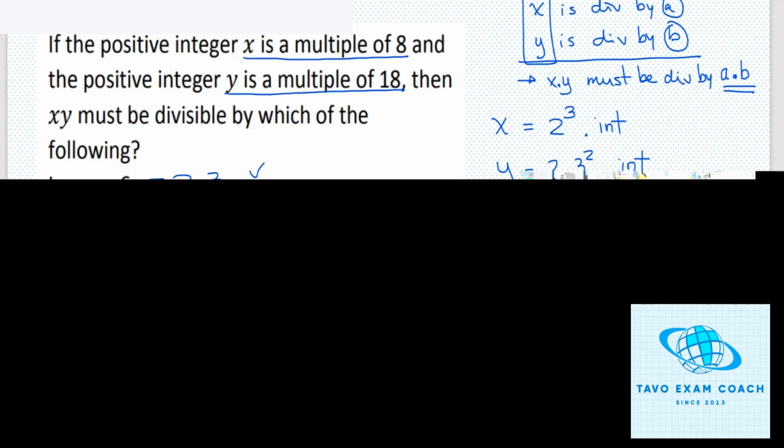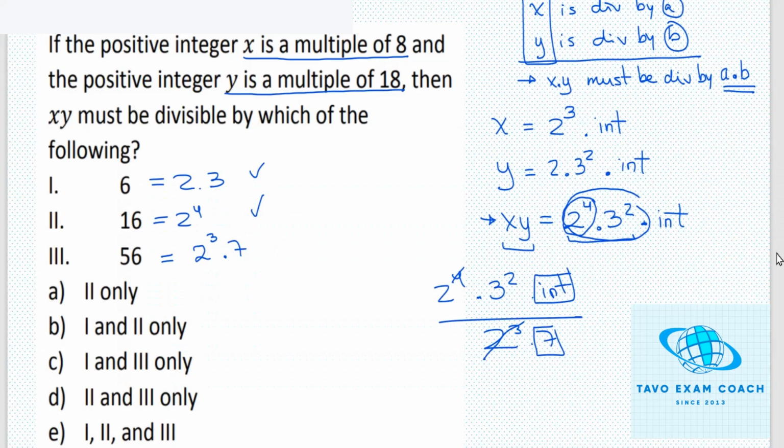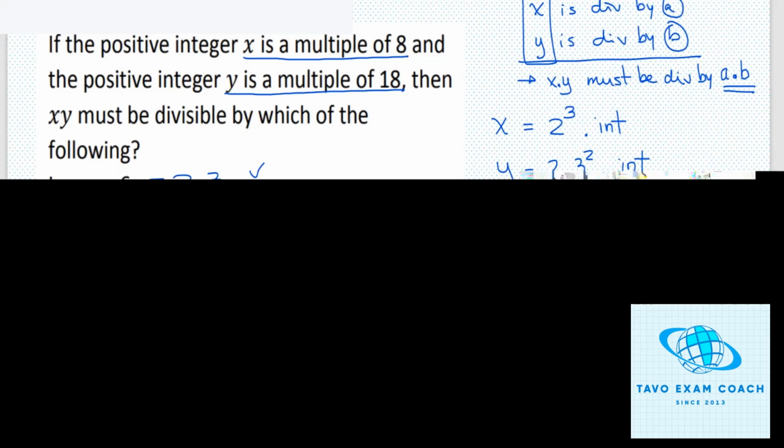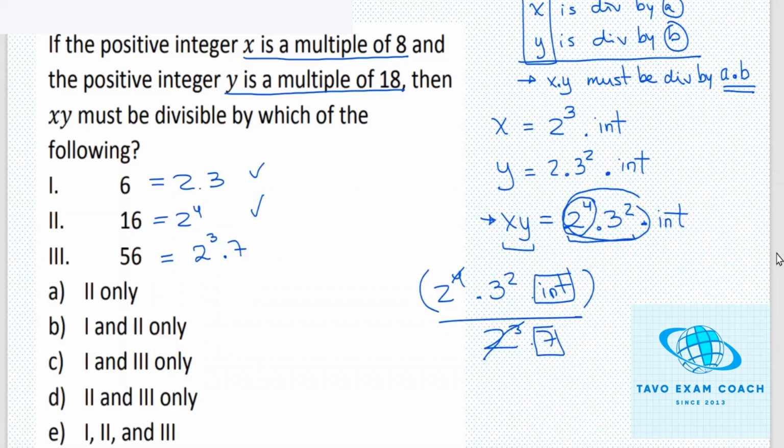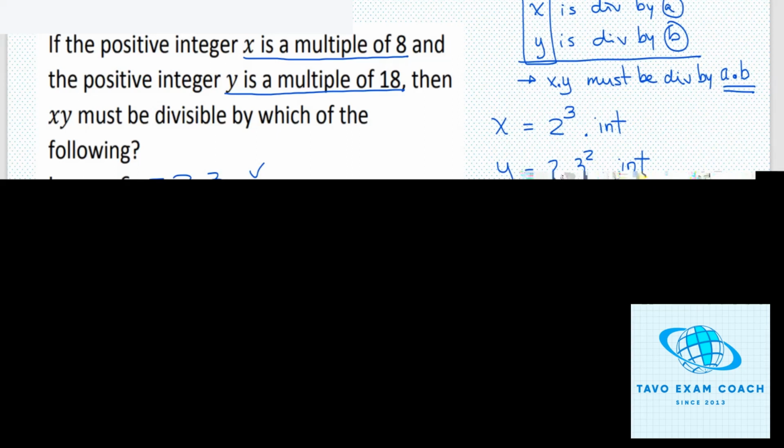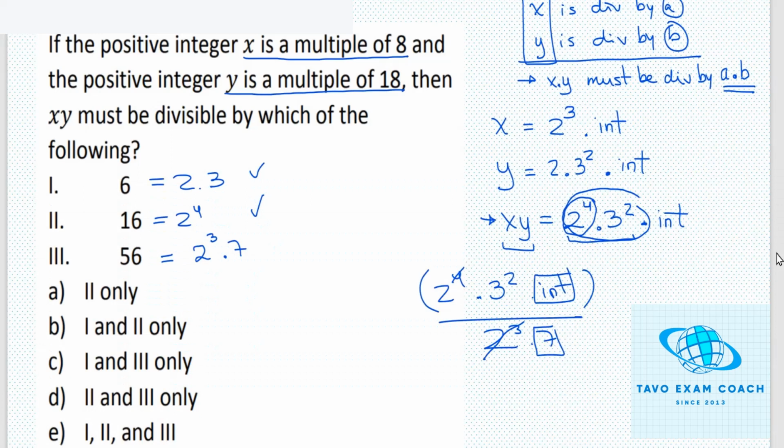But if this integer is any other integer not divisible by 7, then the product xy will not be divisible by 56. So you can say that it is possible, perhaps xy could be divisible by 56, but we are not certain about it. So we need to discard this because we are looking for those divisors that must divide xy, not perhaps, certainly. So 1 and 2 only is the correct answer choice.